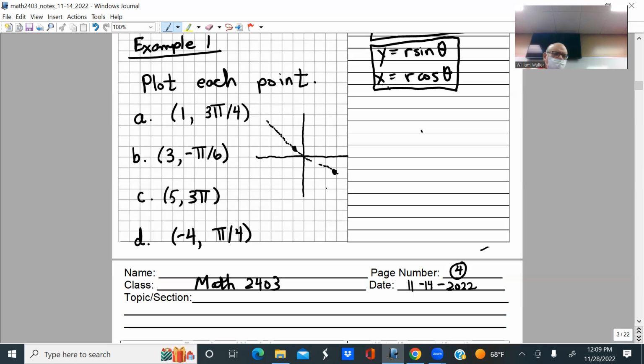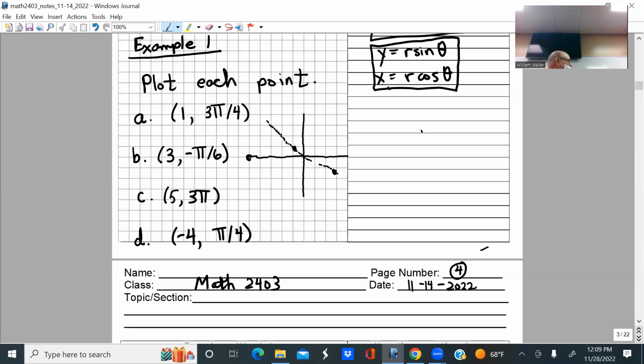What about 5 and 3 pi? Where is 3 pi? That's just the same as pi, because 2 pi is 1 revolution. So 3 pi would just bring you over to the left side of the x-axis, and we want to go out distance 5: 1, 2, 3, 4. Oops, I need to extend my axes a little bit. Right there is 5 and 3 pi.